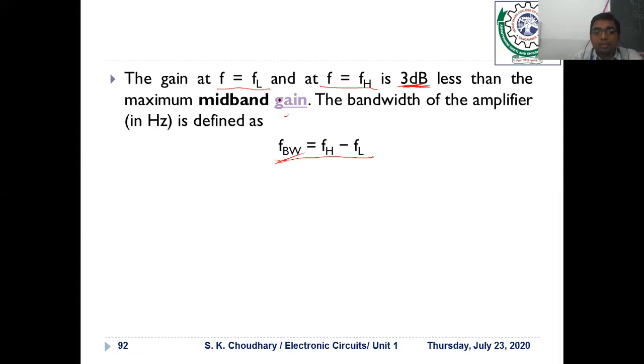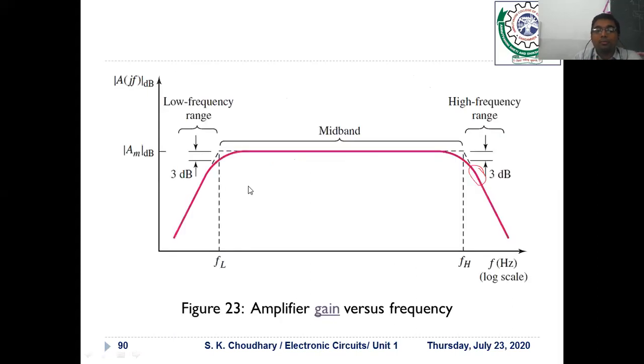You can also see in the graph what is going on. This is FL. This is the point in the graph where your gain is maximum, the mid-band gain. Your gain is decreased by 3 dB here, and here also your gain is decreased by 3 dB, at FH. The difference between these, FH minus FL, is called the bandwidth.